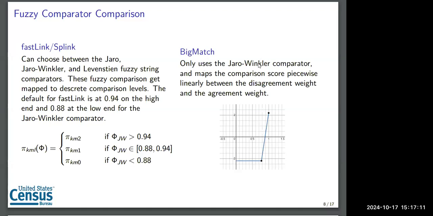So BigMatch only uses the Jaro-Winkler string comparator. And what it does is it maps the Jaro-Winkler score piecewise linearly, this little graph is outlining how it does it, between the full disagreement weight and the full agreement weight. And so as that Jaro-Winkler score becomes closer and closer to 1, the partial weight that is added to that component's contribution to the overall match score increases.